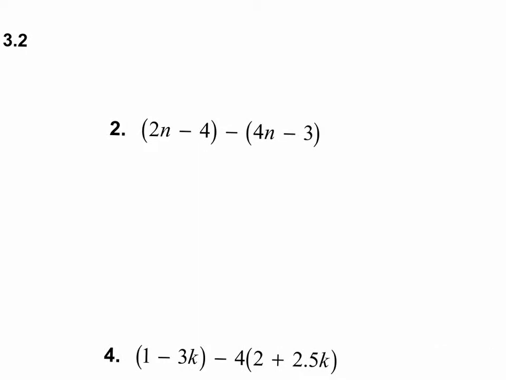Moving on, so now we're subtracting. So 2n minus 4 we're good with, but this negative, you have to distribute that. Remember, it's understood as a negative 1. So 2n minus 4 is fine, but then we have to distribute that negative 1. So negative 1 times a positive 4n is a negative 4n. Negative 1 times a negative 3 is a positive 3. And then it's just like before.